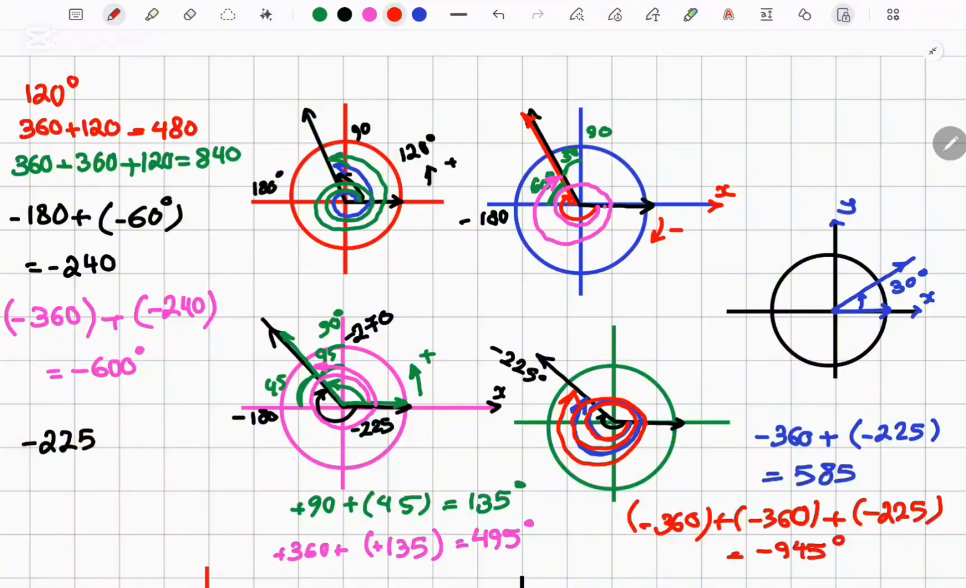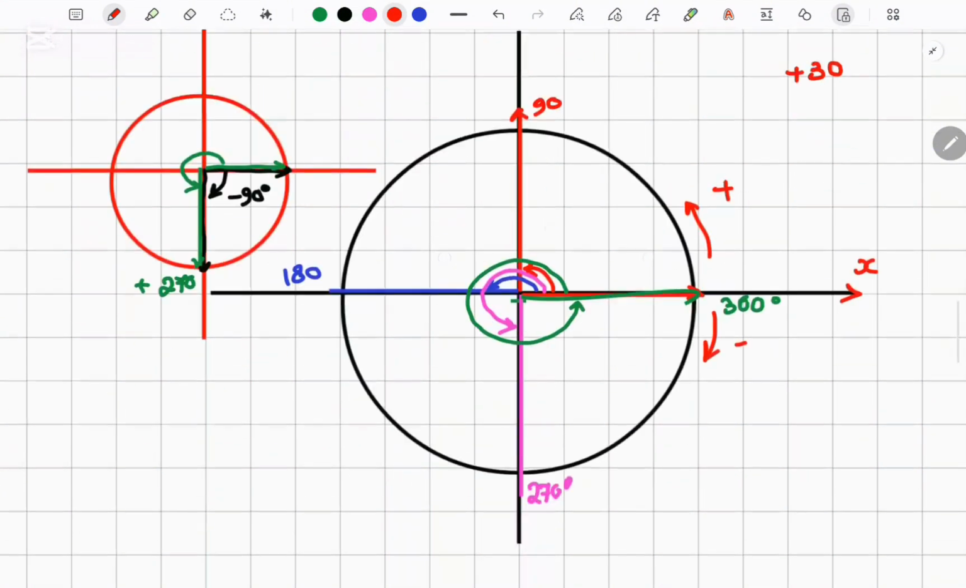Guys, I hope that you have enjoyed and learned this lesson. Working with angles in the unit circle is the first and the most important thing that you have to learn. In my next video, I will talk about angles written in radian measurement and everything. I hope that you guys have enjoyed this lesson.